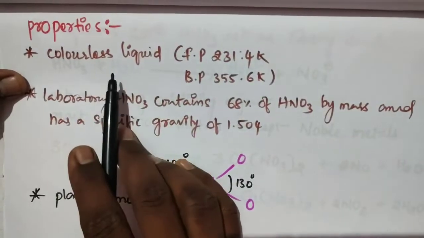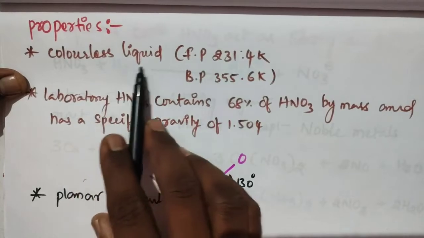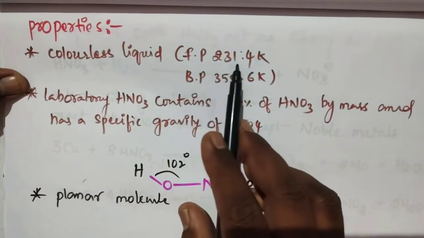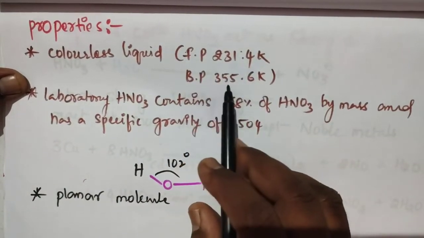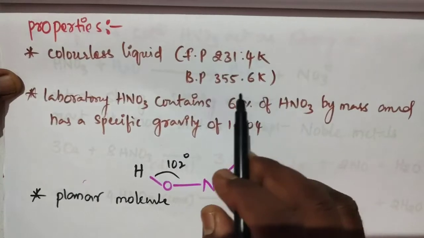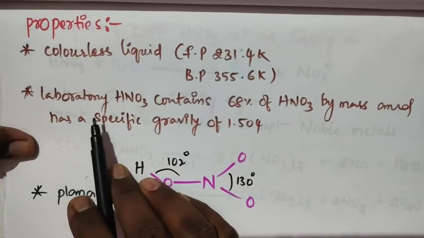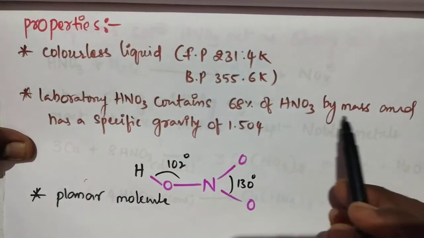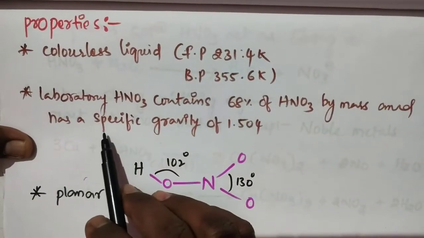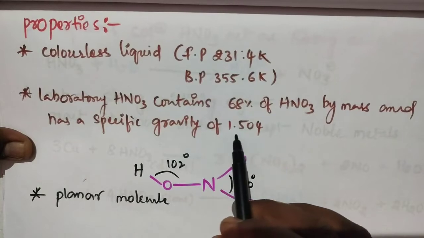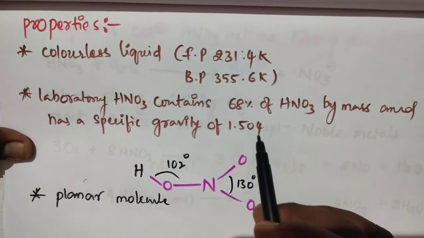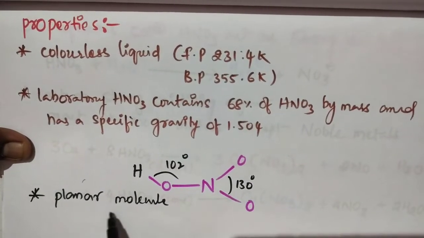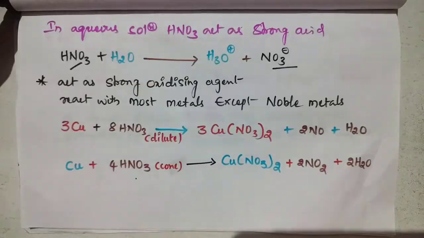Properties of HNO3. This HNO3 is a colorless liquid. Freezing point is 231.4 Kelvin. Boiling point is 355.6 Kelvin. In the laboratory, HNO3 contains 68% of HNO3 by mass, and it has a specific gravity of 1.504, and its structure is a planar molecule.